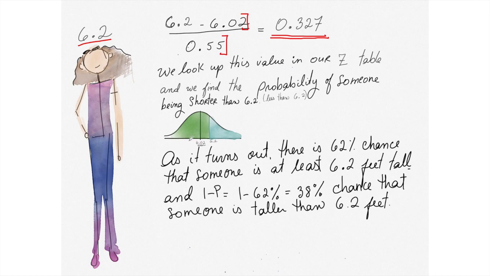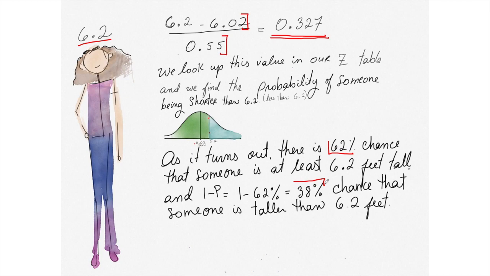Because if this is our distribution and this is the mean, Clarice lies around here, and around 62% of people fall within the green colored area. If we wanted to find the probability of someone being taller than 6.2, we could do 100 minus 62, or 1 minus 62%, to find 38%. And we can conclude that there's a 38% chance that someone is taller than 6.2 feet tall.